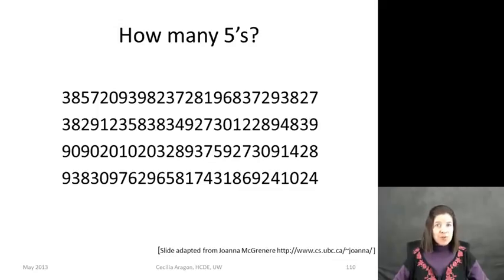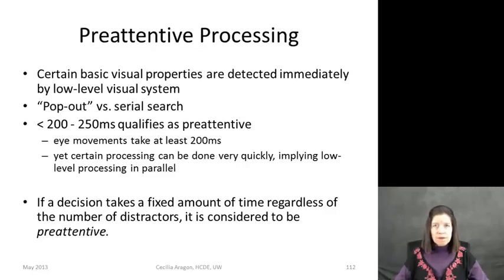And now I'm going to show you the same array with one small change. Now how many 5s? All 5s are red, by the way. Notice how easy it was to come to the answer? The color made the 5s pop out at you. Psychologists have given this property a name. Your immediate detection of the red 5s is called pre-attentive.